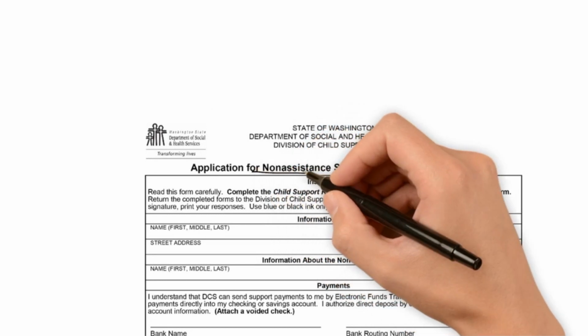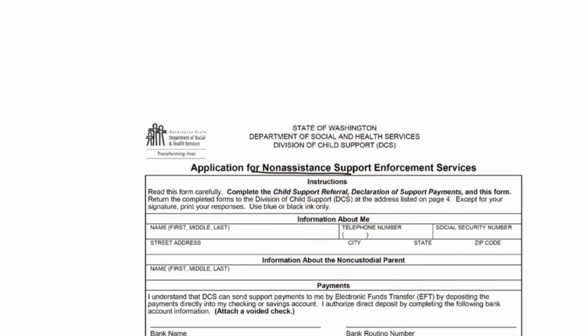The very first question we often hear from customers is, what does non-assistance mean? I want assistance. Shouldn't I be filling out the assistance application? The answer is that assistance in this case refers specifically to public assistance. If you are currently on public assistance, also referred to as TANF, you likely already have a case open. If you are not on public assistance, then you are non-assistance, and therefore this is the application for you.